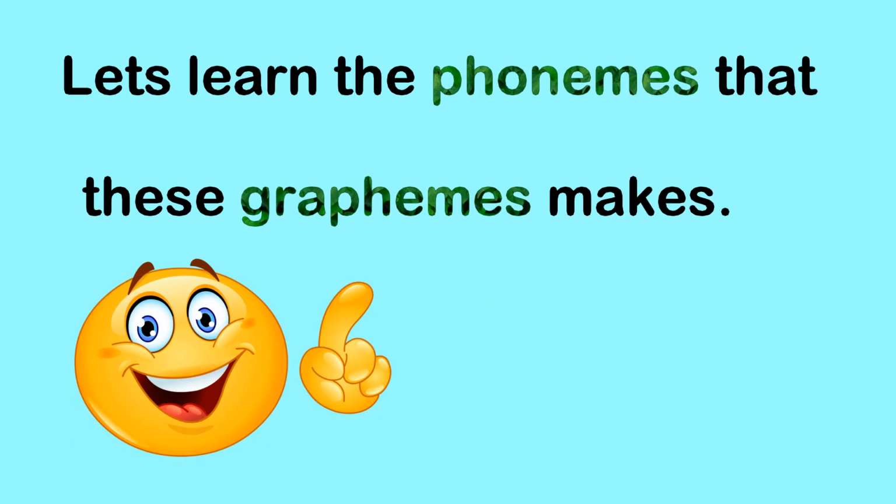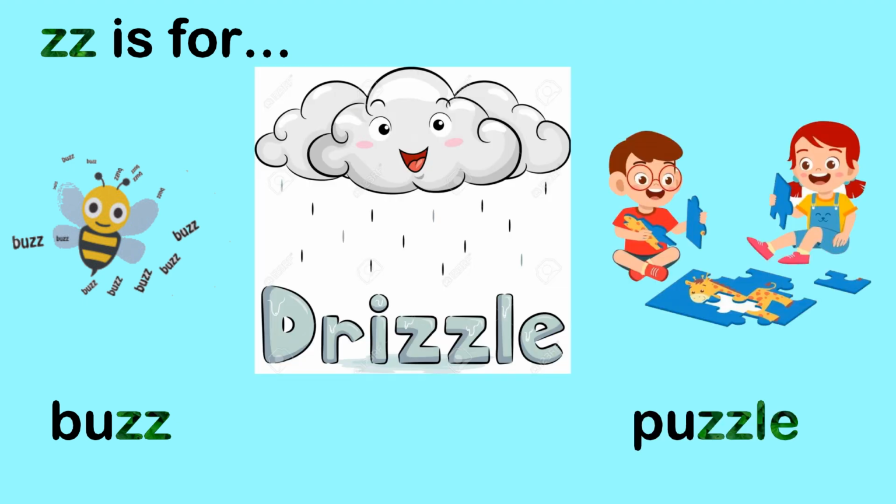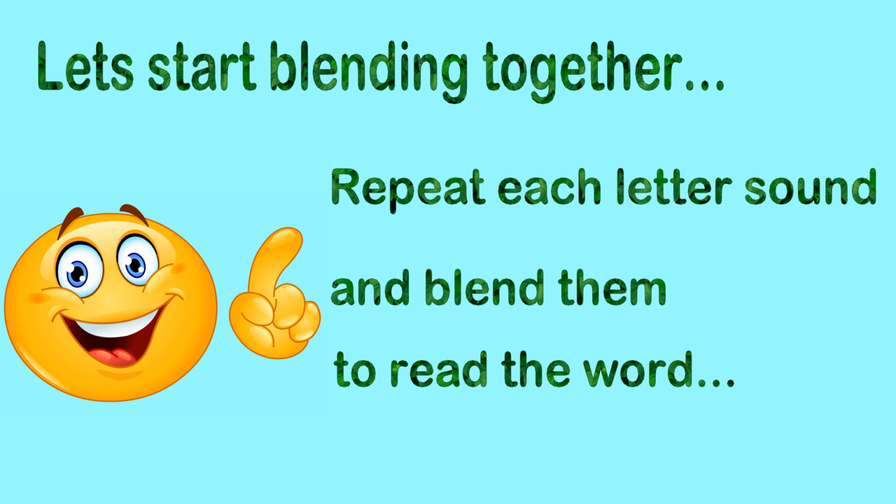Let's learn the phonemes that these graphemes make. Z. Z is for buzz, drizzle, puzzle. Let's start blending together. Repeat each letter sound and blend them to read the word.